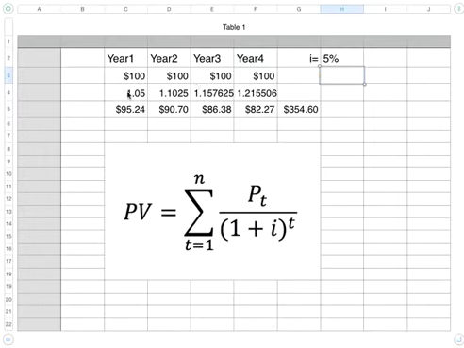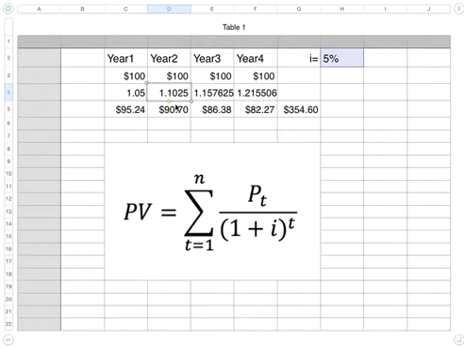That doesn't change. But what changes is the discount factor. So in year 1, looking at the formula, it's 1 plus 0.05 to the first power, which is equal to 1.05. We take that 100, divide by 1.05, and that gives us $95.24. We do the same for the next year. We take that payment of $100 coming in 2 years from now, divide by the discount factor, which is equal to 1.05 squared.